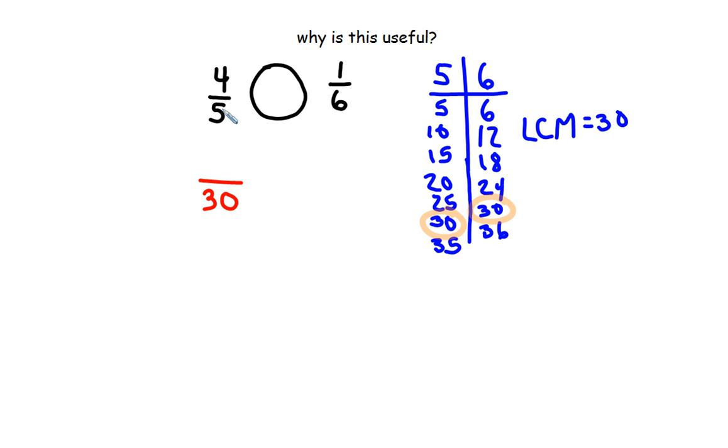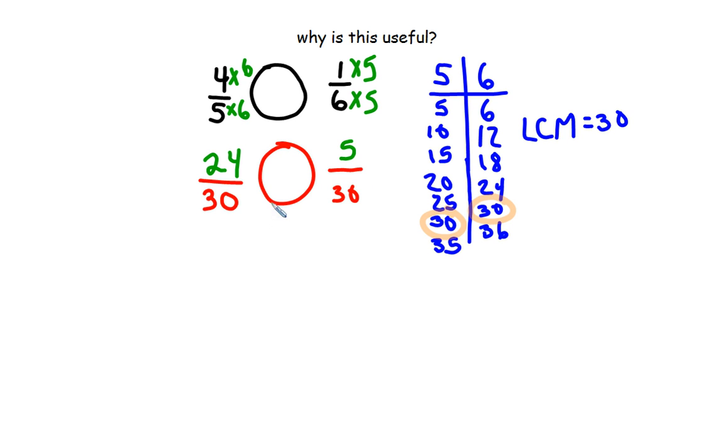Now we use that LCM because we're going to have that be our new denominator. So this 4/5 is going to turn into something over 30, and we're going to compare that to something over 30 on this side. So we just ask ourselves, what times 5 gives us 30? And I know that 6 times 5 gives us 30, so what we do to the bottom, we do to the top. So 4 times 6 gives us 24, and that's my new numerator on this side. And then 6 times 5 gives us 30. So what we do to the bottom, we do to the top, and 1 times 5 gives us 5. So now I can compare these two, and I can easily see that the 24/30ths are greater than the 5 over 30.